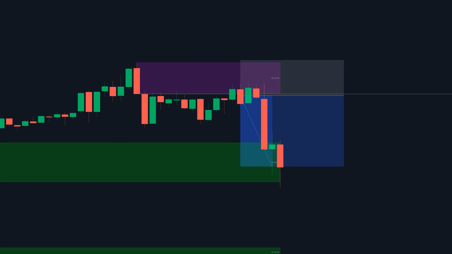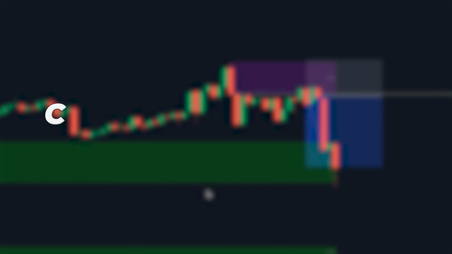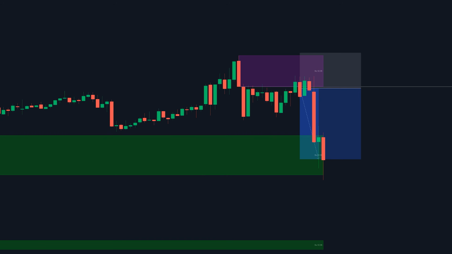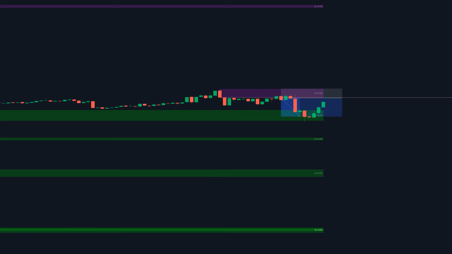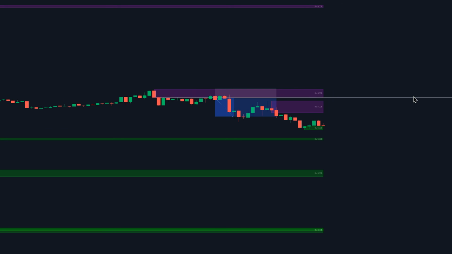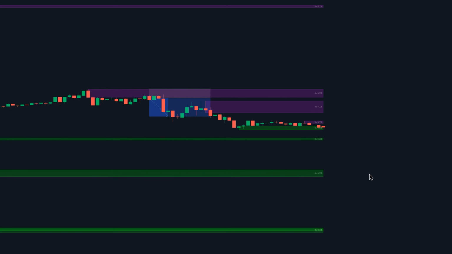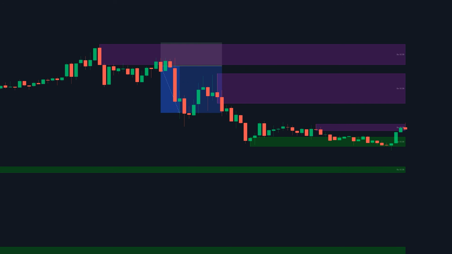Ladies and gentlemen, this is the ICT single candle order block indicator. Go ahead and check it out on TradingView and figure out a way that you can incorporate it to your trading arsenal. If you find a way to use it alongside your strategy, be sure to let us know in the comment section below.